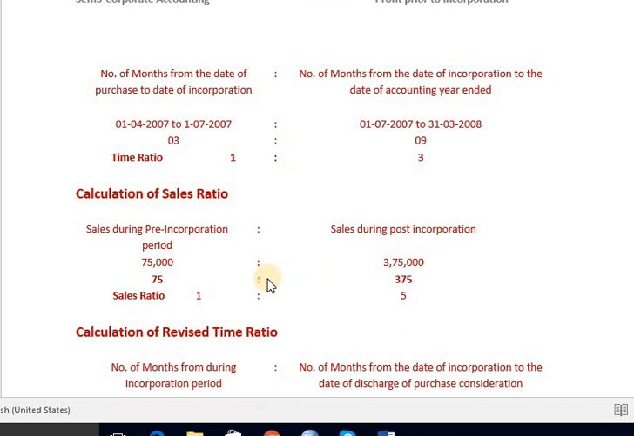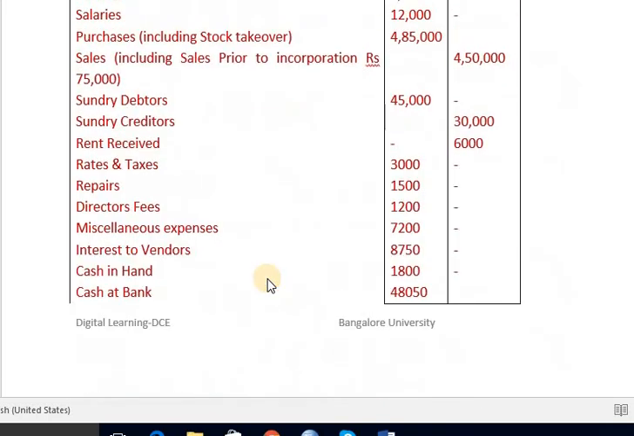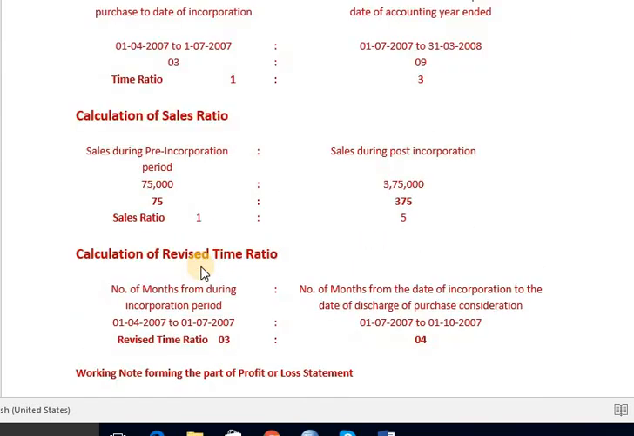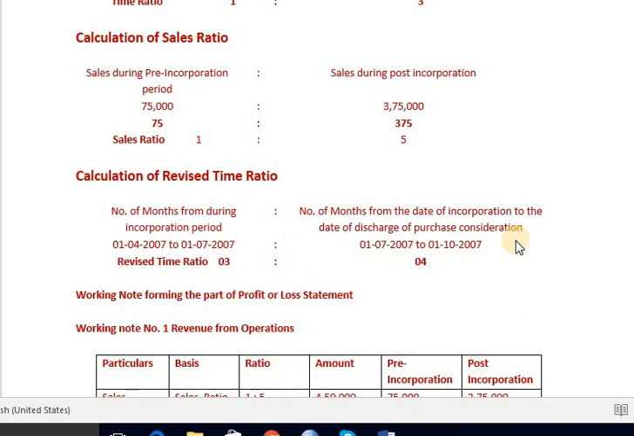Sales ratio: total sales given in the problem 4,50,000. Pre-incorporation sales stated in the problem is what? 75,000. So 4,50,000 minus 75,000 is 3,75,000. 75,000 is to 3,75,000, so the sales ratio is 1:5.